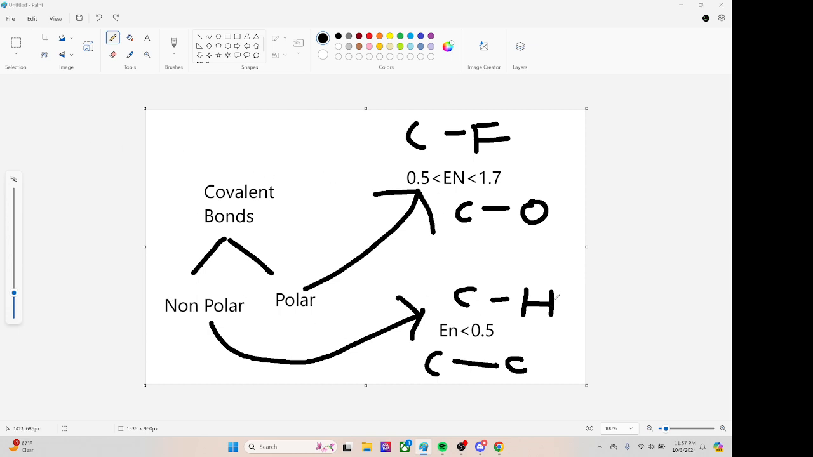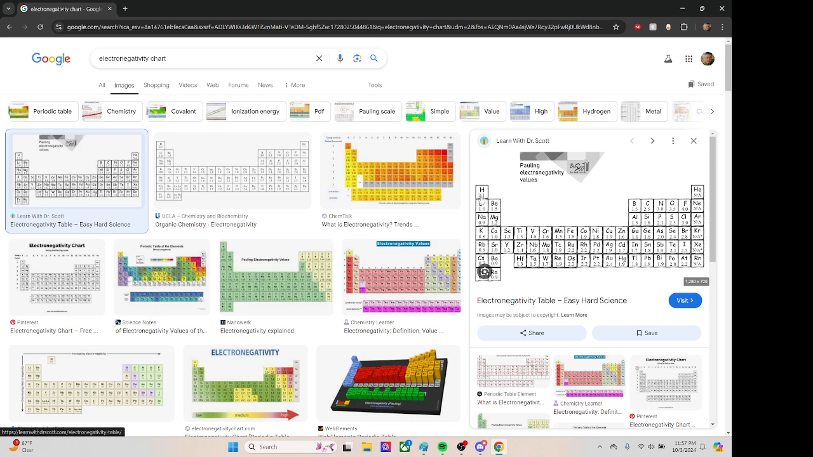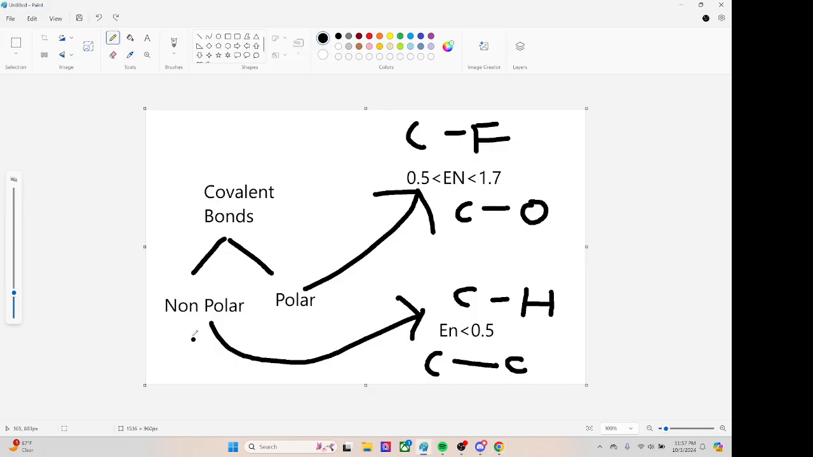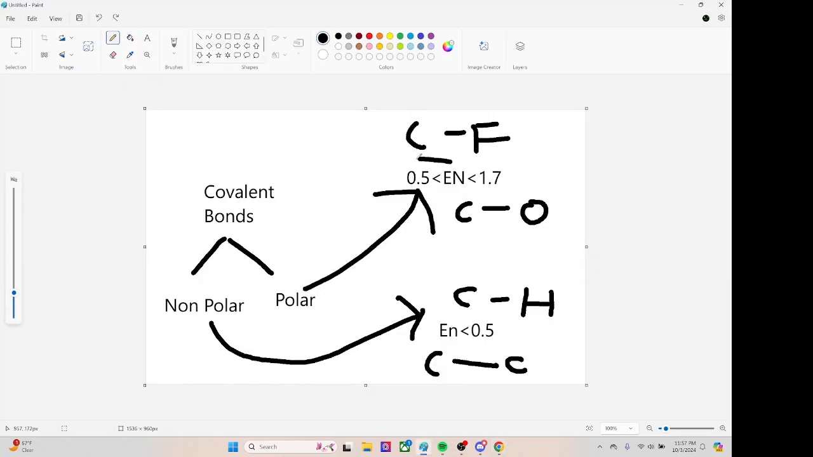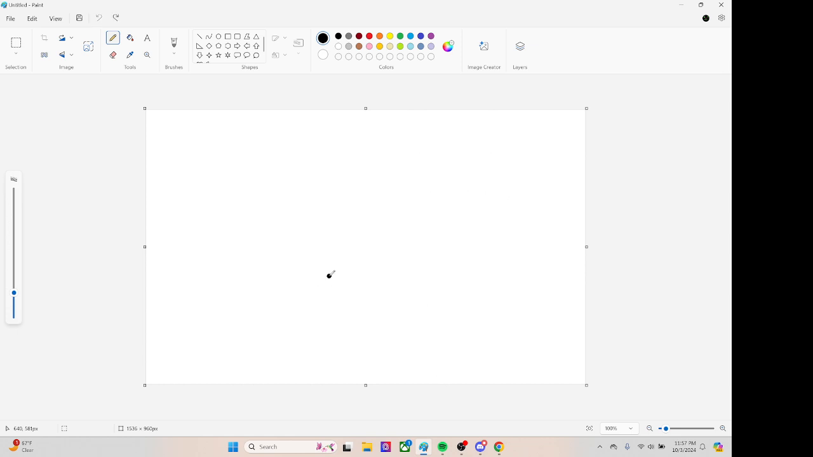So we got carbon and hydrogen. Hydrogen is 2.1, carbon 2.5. 2.5 minus 2.1, that's 0.4. That's still less than 0.5, so it's non-polar. But for polar, for example, oxygen and carbon: oxygen is 3.5, and then carbon is 2.5. That's a 1.0 difference, and it fits between this range right here, so it's polar. Right. So quite easy though.